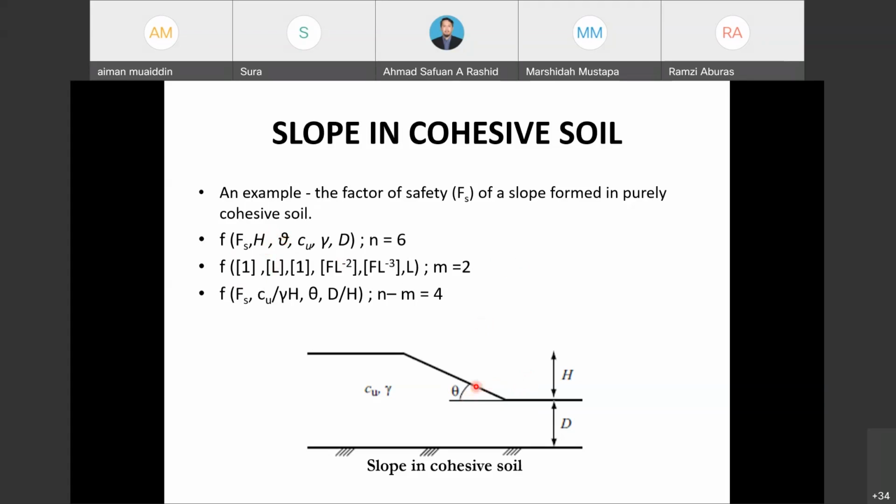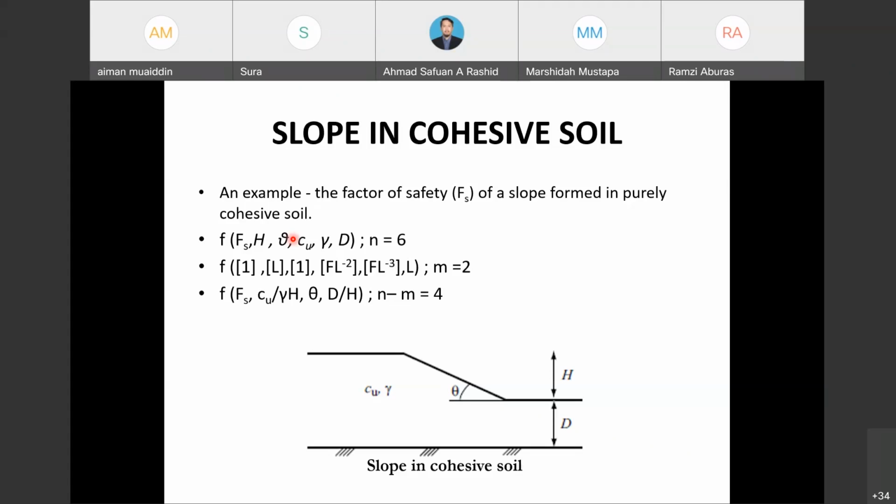Theta, which is the angle, definitely doesn't have any units. The unit is degree, but it doesn't have any primary dimension, so we put a 1. While for Cu, which is the stress or undrained shear strength, in units it is kilonewton per meter square. So in that case, kilonewton is referred to F.